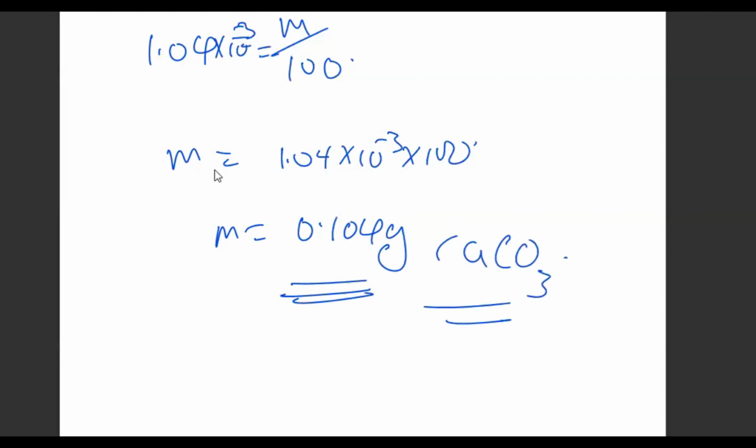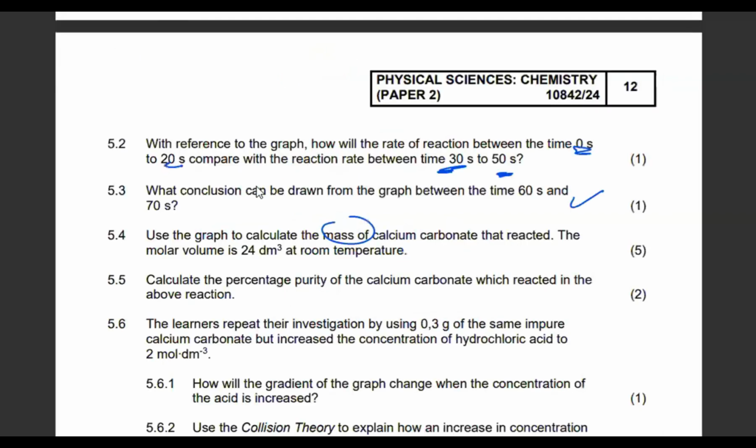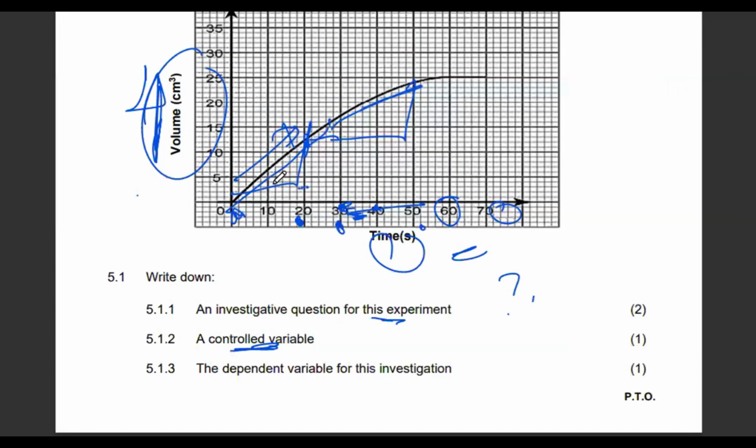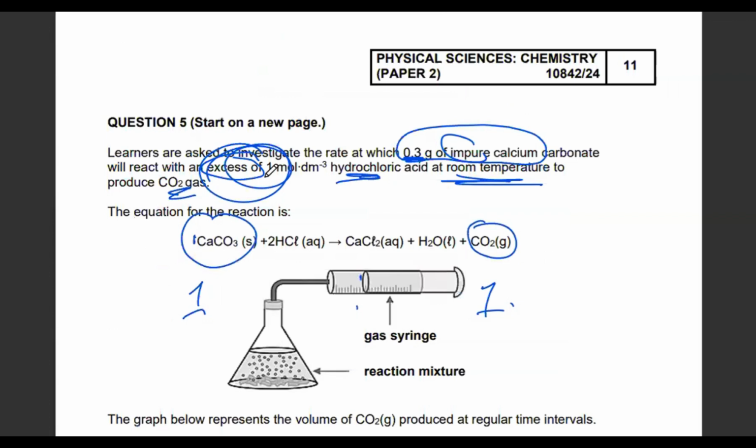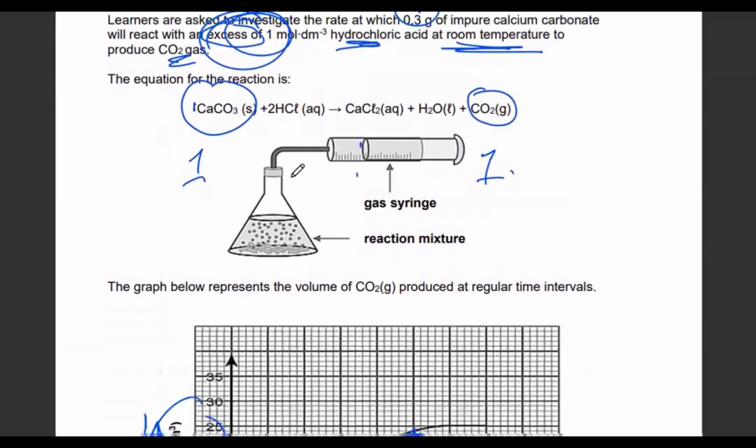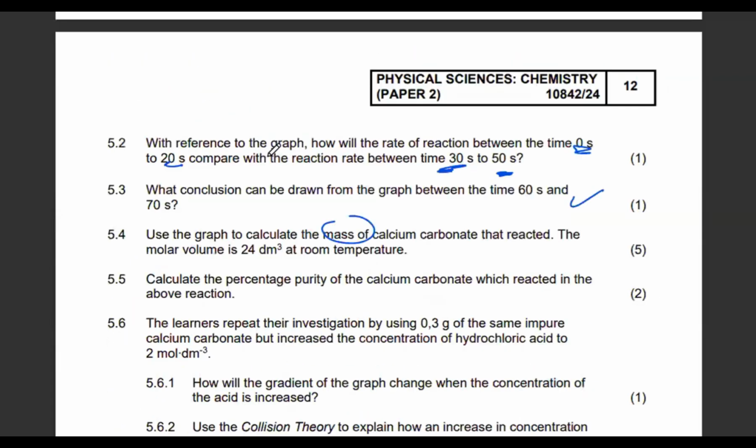This mass must be smaller than the mass we started with. Let's check and find out how much mass they started with. You see, they started with that. So it means that yes, we are able to get it correct.